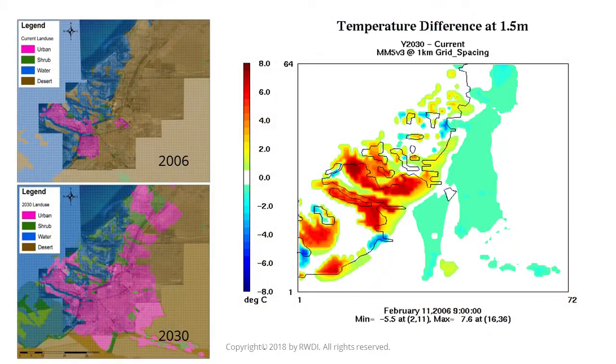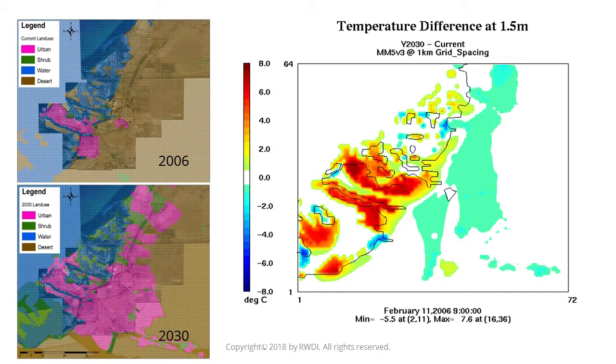WRF modeling was conducted for two scenarios. The 2006 scenario represented the current city build-out at the time. The 2030 scenario projected a significant amount of urban growth. The model was simulated for every hour of the year. It should be noted that the only change between the two scenarios was that of land use. Emission scenarios and global warming impacts were not included in the simulation.